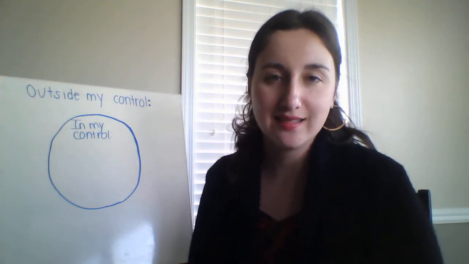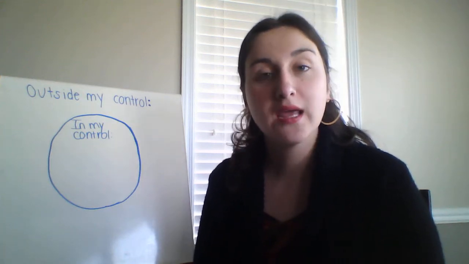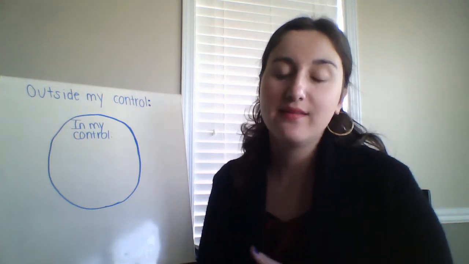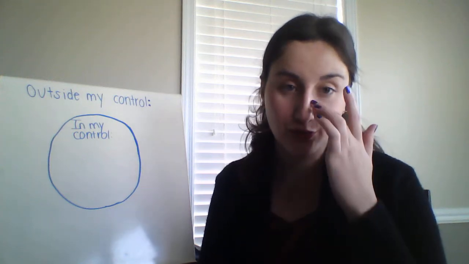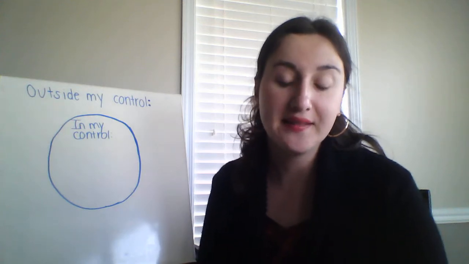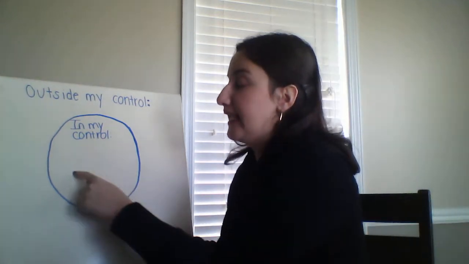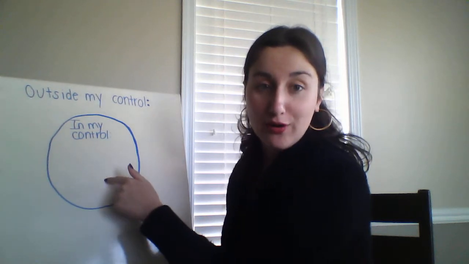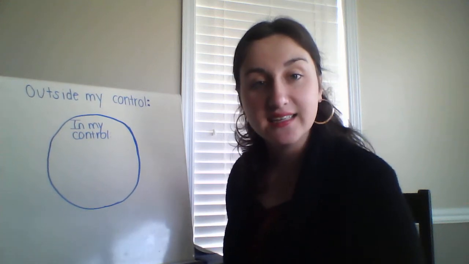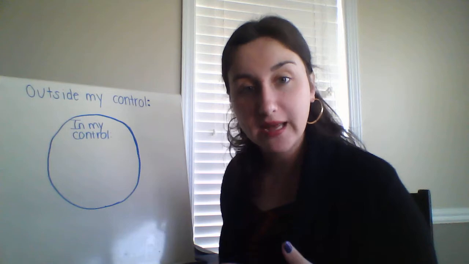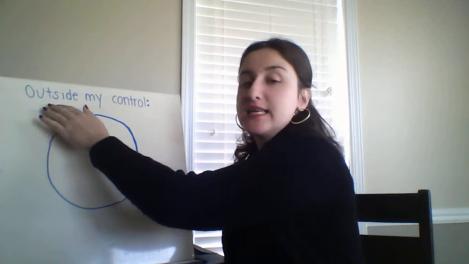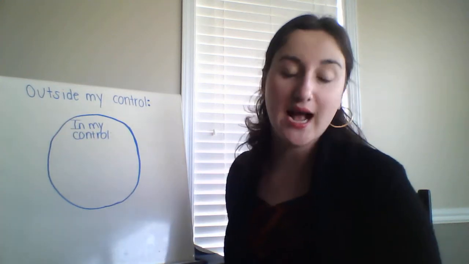The purpose of this lesson today is to talk about things that children or students might be able to control and things that are outside of their control. So I am going to say a few things and then I'm going to put it in this circle if it is in my control or in control of the students. And if I say something that is out of my control or out of control of the students, I'm going to put it on the board around the circle to indicate that it's outside of my control.